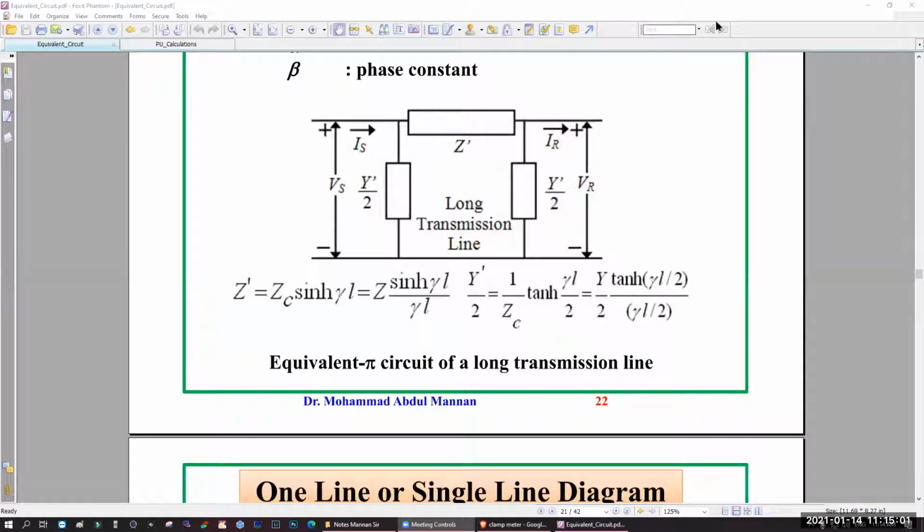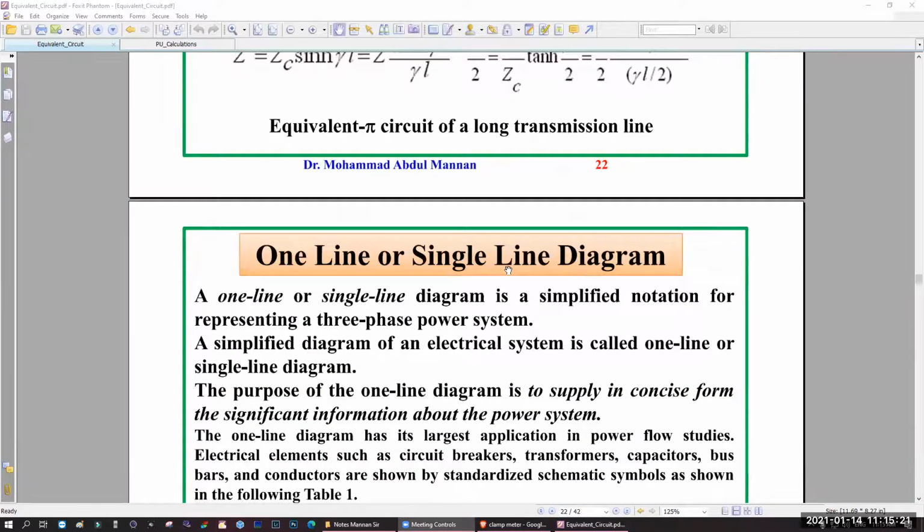You have a Z, that means R plus jX, whatever you say. And this one is what? This one is the Y by 2. This one is Y by 2. So three things. One is this one, another one is this one, another one is this one. So this is your pi model. So both of them are the same thing, just with slightly different values.